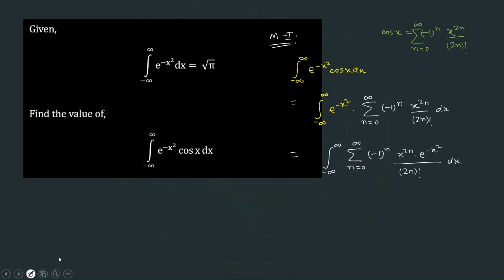So if we interchange the order here, it will become summation n equal to 0 to infinity, then minus 1 whole to the power n divided by 2n factorial times integral from minus infinity to infinity x to the power 2n e to the power minus x square dx. So basically, we can call this integral here as a function of n, let's say I n. Now we have to determine the value of I n.